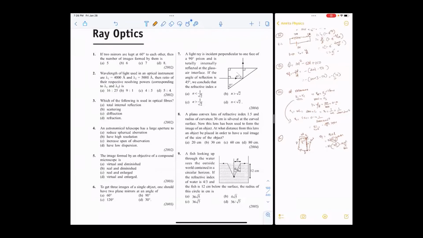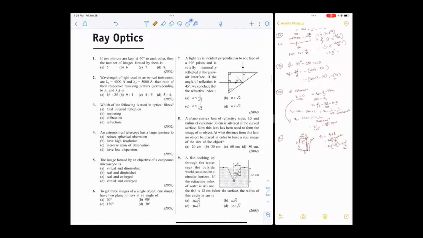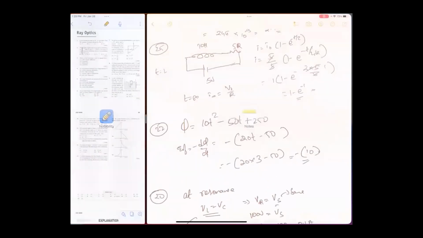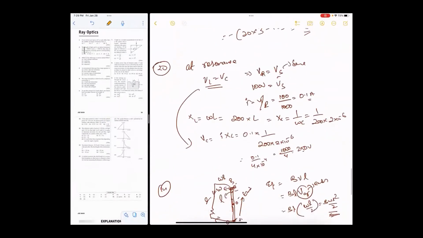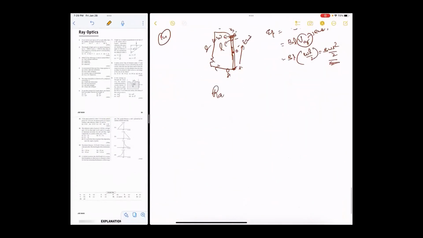Integer basically. Then you have to subtract 1. 5. So first one. I generally forget this formula. So what I'll do, this question number 1, ray optics.